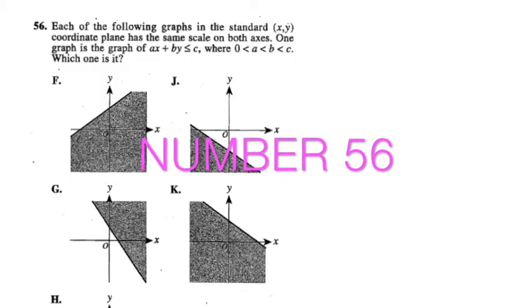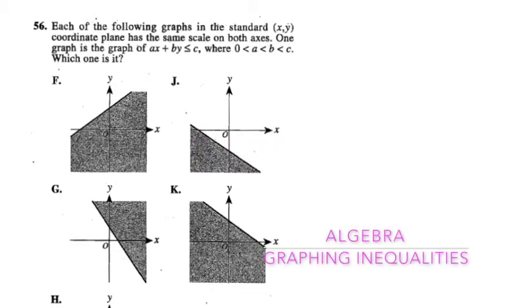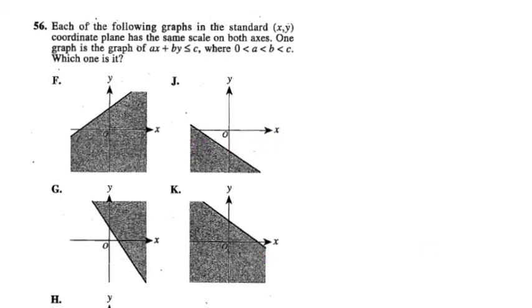Number 56 is an algebra question, and it tests your ability to graph inequalities. Each of the following graphs in the standard xy coordinate plane has the same scale on both axes. One graph is the graph of ax plus by is less than or equal to c, where 0 is less than a, which is less than b, which is less than c.